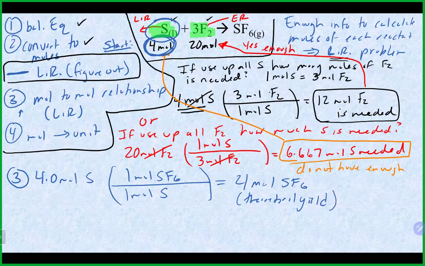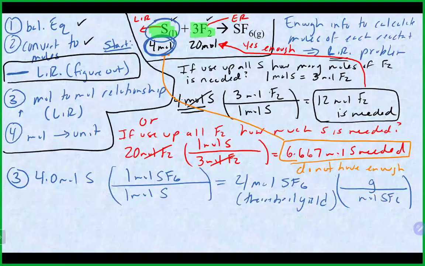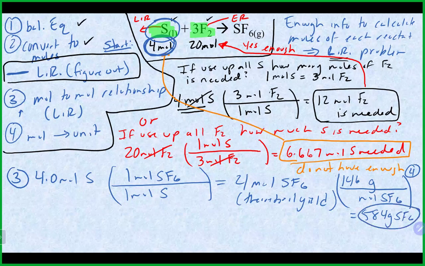And if I wanted grams, I could do the molar mass of SF6 and do that fourth step and figure out how many grams that would be, which would be roughly, it's about 146. So times that by 4. So roughly here we would have something like 584 grams of SF6 would be produced in this case.